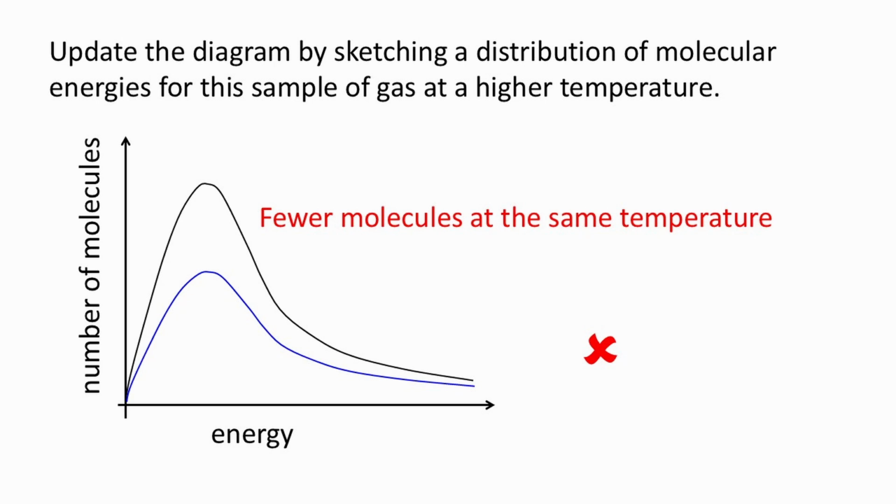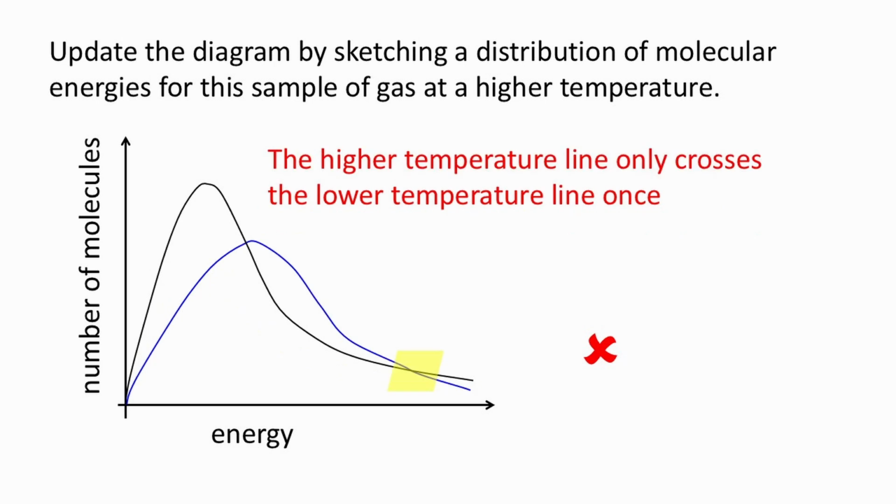The most common energy of molecules shown by the blue line is the same as the most common energy of the original line. This is also incorrect. The most common energy is greater at a higher temperature. The higher temperature line shown in blue here is incorrect. It must only cross the original line once.